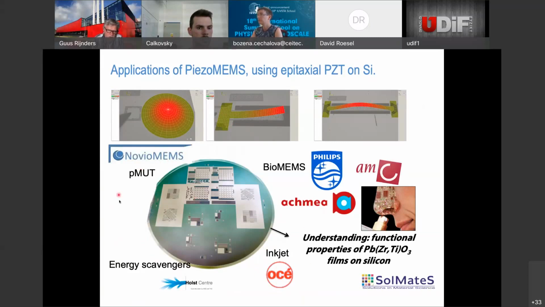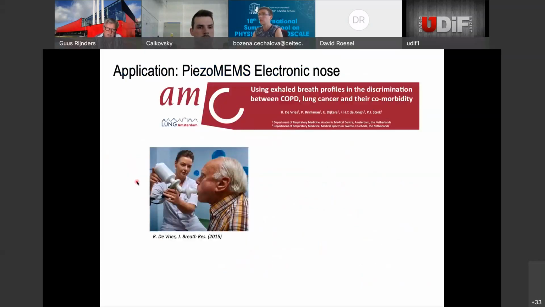We have been working on piezomechanical ultrasound devices. We have been working on energy scavengers. We have been working on biomems applications, so making e-noses. And I will briefly touch upon that with Philips and some other companies there. So just to show one of these applications, and this was done with the Amsterdam Medical Center, we worked together with Rianne de Vries and Professor Peter Sterk on this.